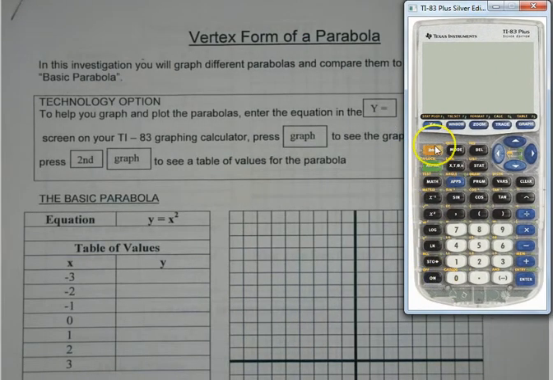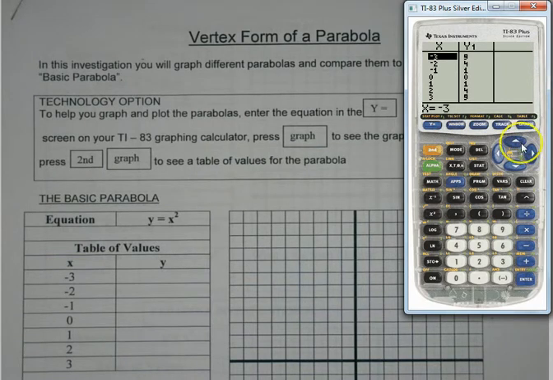If I ever want to go ahead and graph these, I can always hit y equals. And I can go ahead, type in my parabola. And again, my x button's up here. I can do x squared, and then I can hit graph if I want to look at the picture. And I can hit second graph if I want to look at the values.